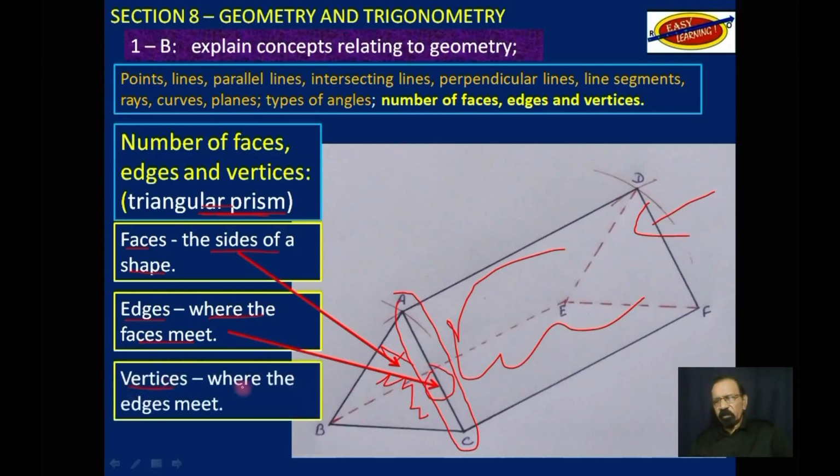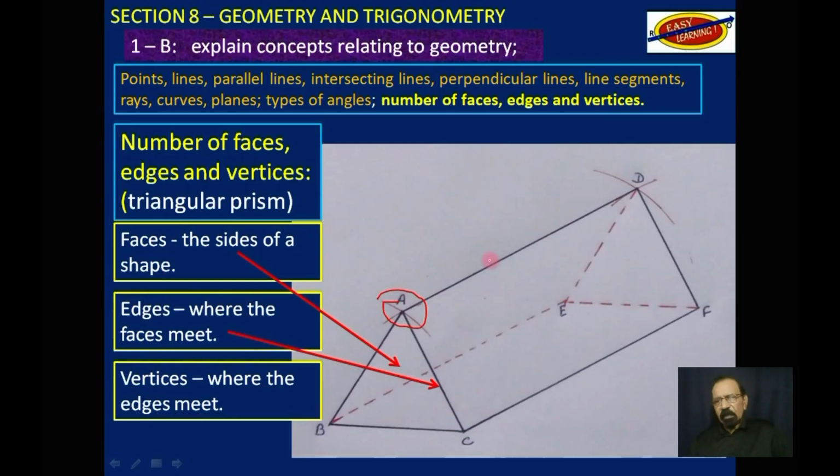And then vertices are where the edges meet. So you could see up here at A, that edge meets this edge, which meets that edge at A. That is one vertex. Down here at C is another vertex. So you have 6 vertices where the edges meet.